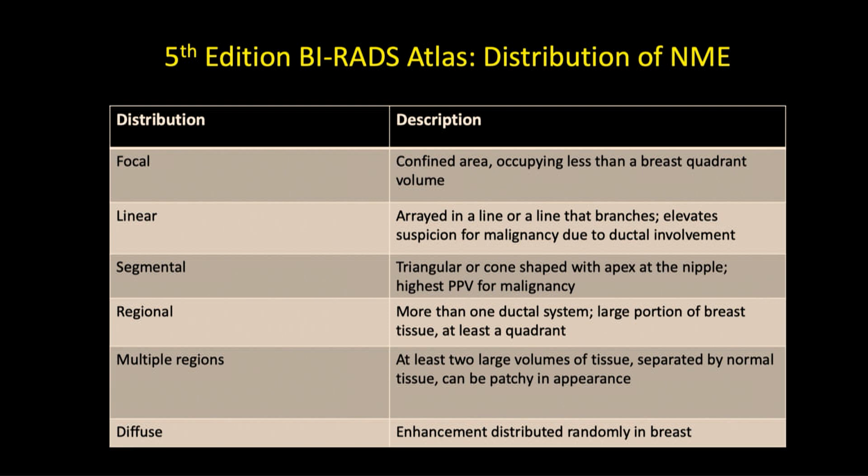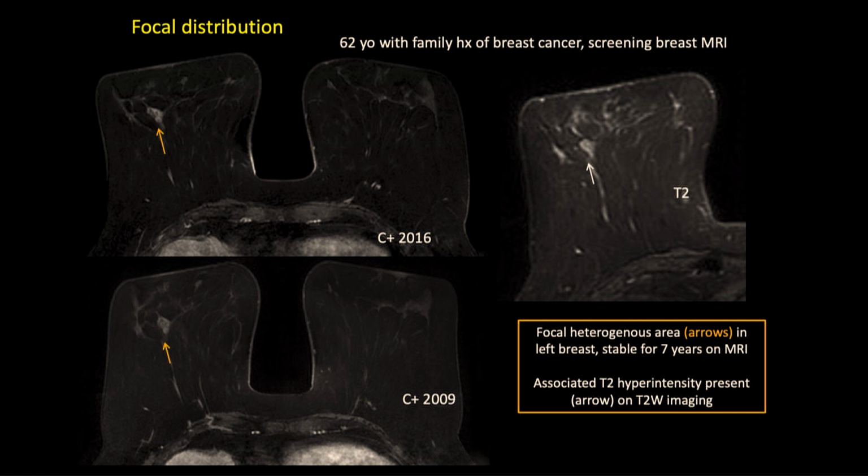And finally, diffuse. This is enhancement that's randomly distributed in the breast, similar to mammography. So now I'm going to go over some examples of the distribution.